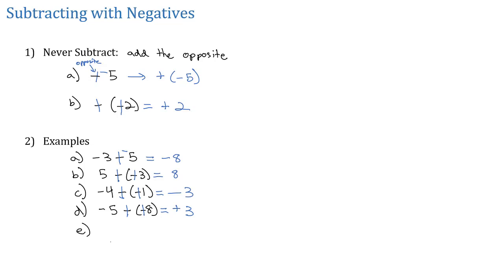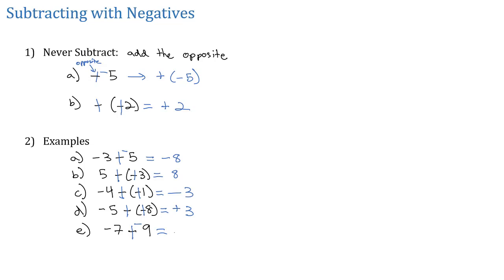Let's do one last example to wrap up this video. Let's do -7 minus 9. Well, again, we're going to add the opposite. So we change that to a plus. And that 9 becomes negative. Add the opposite. 2 changes, always in the middle.